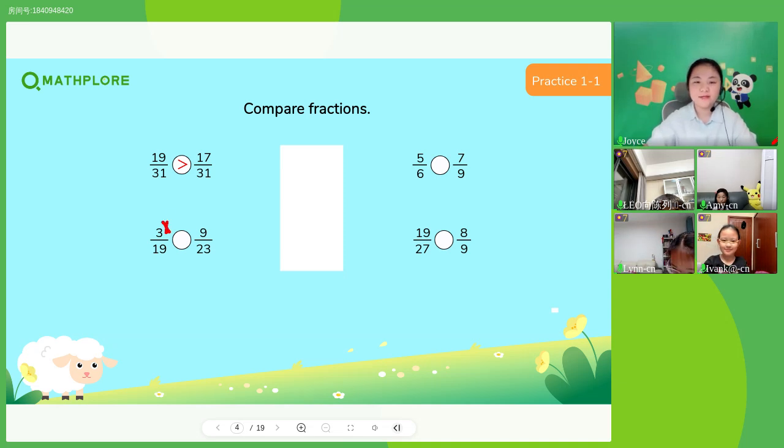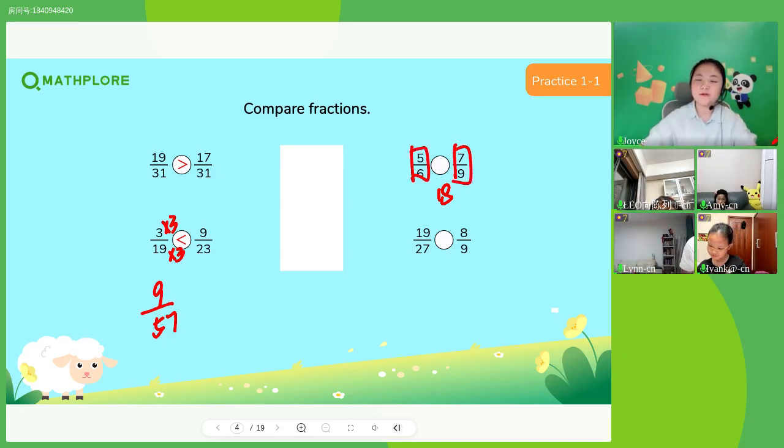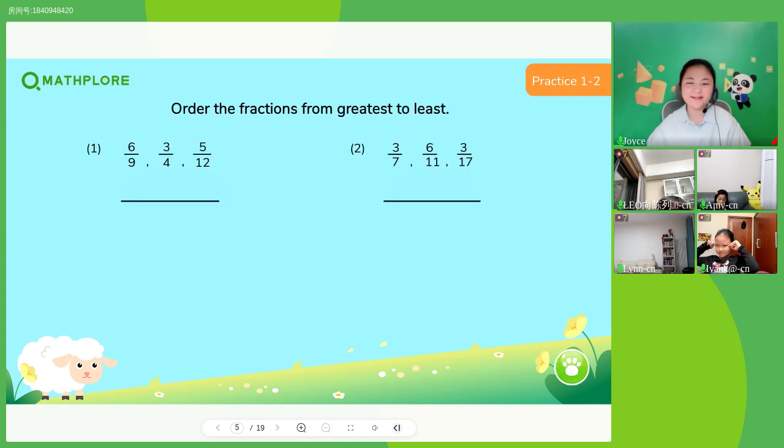Like 3 times 3 can be 9, so 19 times 3 equals 57. You can compare 9 over 57 with 9 over 23, right? Easily. 6 and 9, you can convert them into 18 because 18 is the least common multiple, right? So 5 over 6 and 7 over 9, you convert them, and you can figure out the last one easily. Okay, since you guys are all correct, I don't have to talk too much. Let's just move on to the next practice, okay?